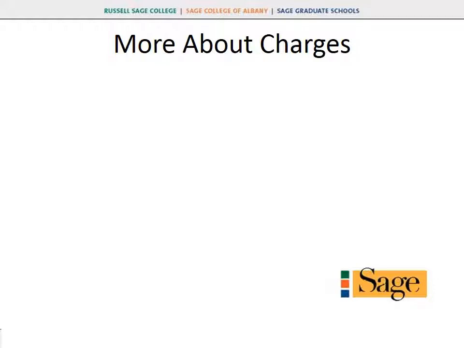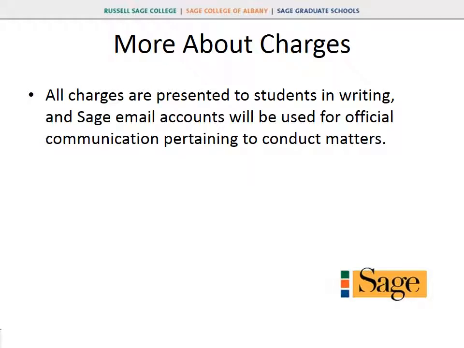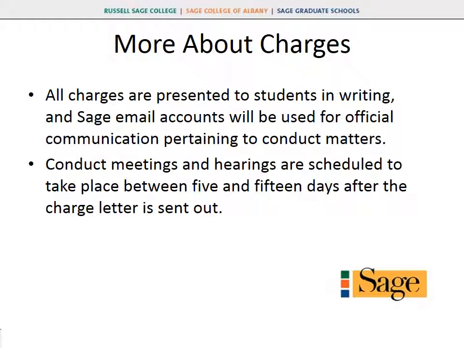All conduct information is presented to students in writing, and Sage email accounts will be used for official communication pertaining to conduct matters. These letters will contain not only the charges, but also the date and time of conduct meetings or hearings, the reports upon which the charges are based, and contact information for the conduct administrator in charge of the case. Conduct meetings and hearings are scheduled to take place between 5 and 15 days after the charge letter is sent out. The only acceptable reason for rescheduling a conduct meeting is an academic conflict. If you need to reschedule a conduct meeting, you must do so before the date of the hearing.